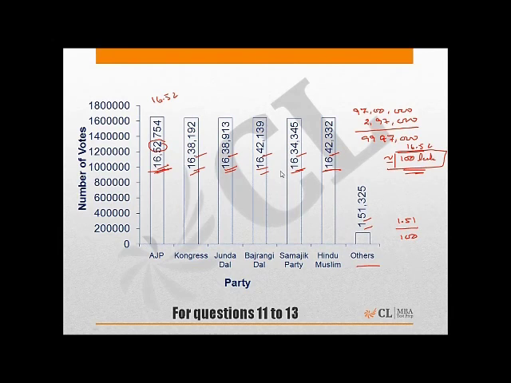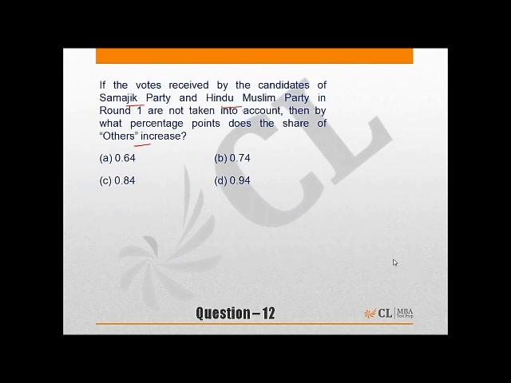The question is saying if these two, Samajik and Hindu-Muslim, are removed. If they are removed, what do we remove? 16 plus 16, 32. Approximately 33 lakhs of votes are removed. So minus 33 lakhs. So what will this become? This will become 1.51 upon 67. Okay. Let me just go to that slide. Okay. So originally others had 1.51 lakh votes out of a total of 100 lakh. Now it has become 1.51 lakh upon 67 lakh.